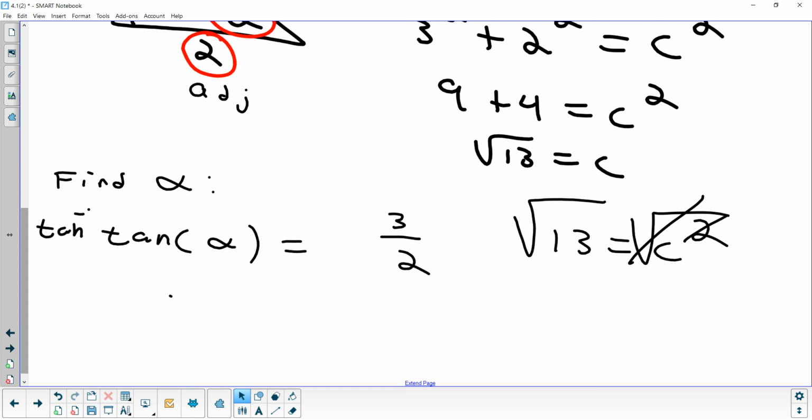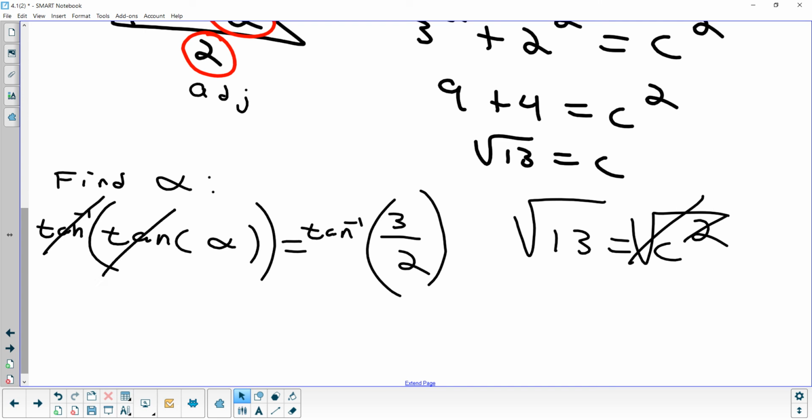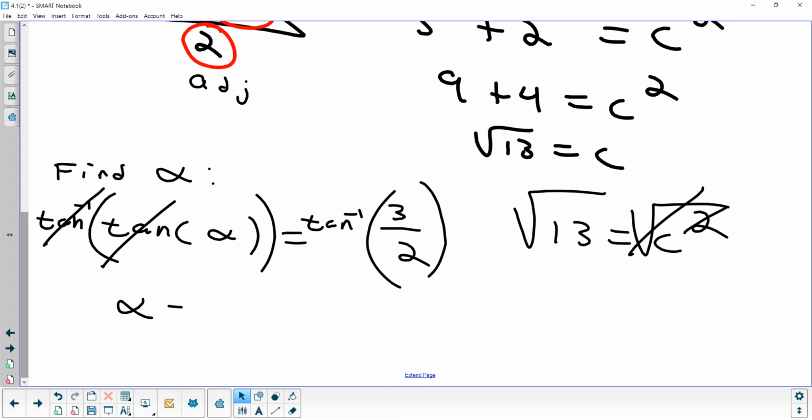Same thing here. Take the inverse tangent of everything on the left, take the inverse tangent of everything on the right. Inverse tangent and regular tangent cancel out, just like square and square root. Now, we have alpha equals, and remember what inverse tangent is always used to find. I mentioned that on Monday. It's always used to find an angle. That's what we're doing, finding this angle.